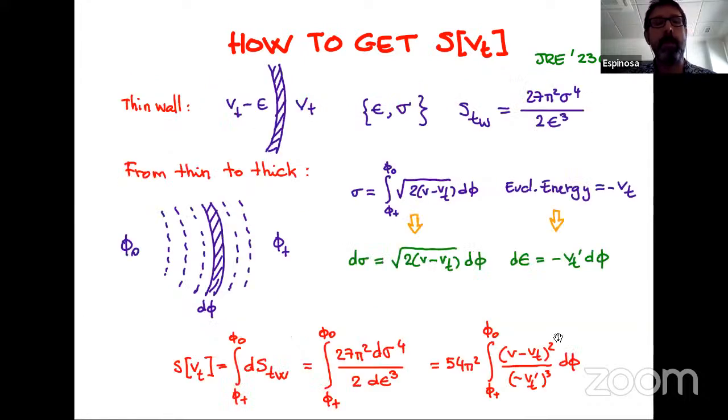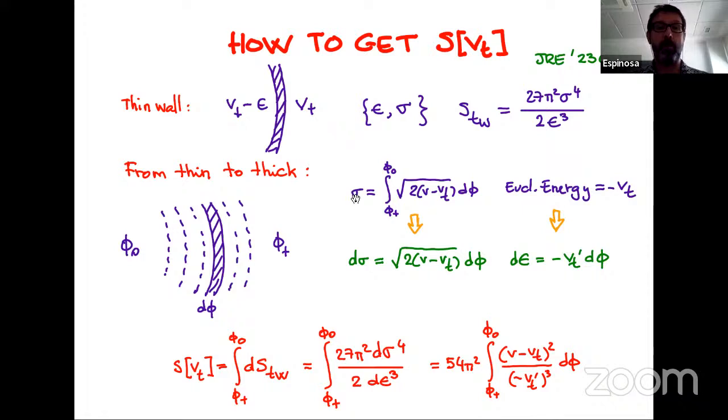Okay. So what I just reminded you was the action associated to a thin wall that separates two vacua which are close in energy. This depends on the energy difference and the wall tension, and the action is given by this. What I want to do now is consider any wall, thin or thick, slice it in thin slices, apply this formula to the thin slices and then sum over all the slices.